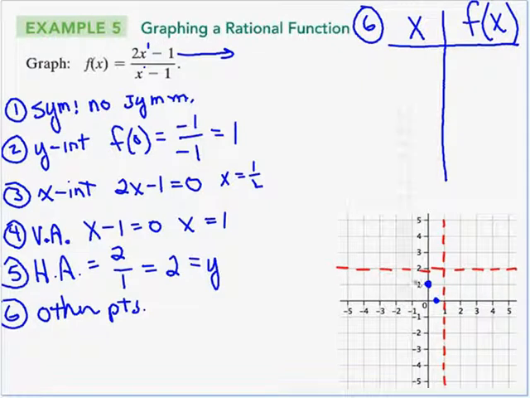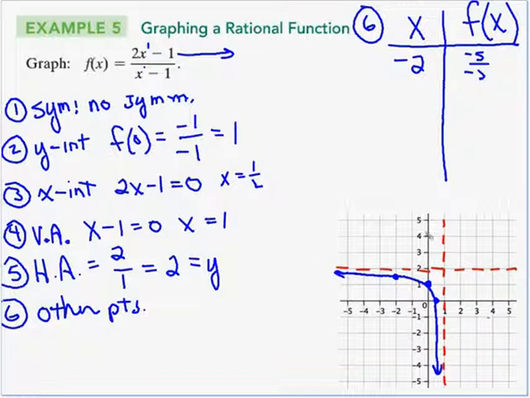If I plug in x is negative 2, my numerator will be a negative 4 minus 1, which is a negative 5 in the numerator. And then negative 2 minus 1 is a negative 3 in the denominator, so we get positive 5/3, or 1 2/3. So I'd be right about here. And we do know that 2 is a horizontal asymptote. So this part of our graph looks like this.